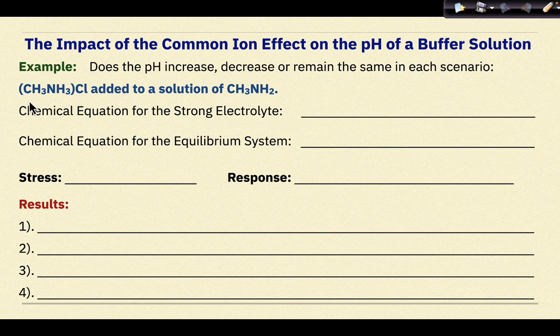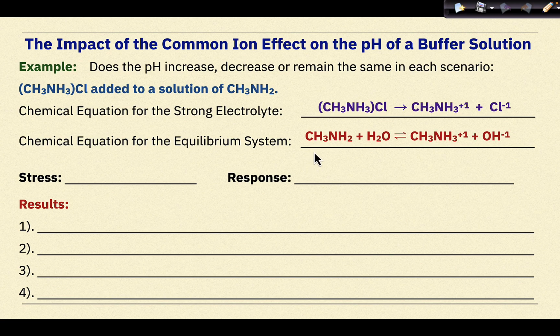Let's look at another example. CH3NH3Cl is added to a solution of CH3NH2. The chemical equation for the strong electrolyte is CH3NH3Cl dissociating into CH3NH3+1 and Cl-1. The chemical equation for the equilibrium system is the weak base CH3NH2 reacting with water to form CH3NH3+1 and the hydroxide ion. The stress on the system is an increase in the concentration of CH3NH3+1 because this is a common ion shared between the two systems.